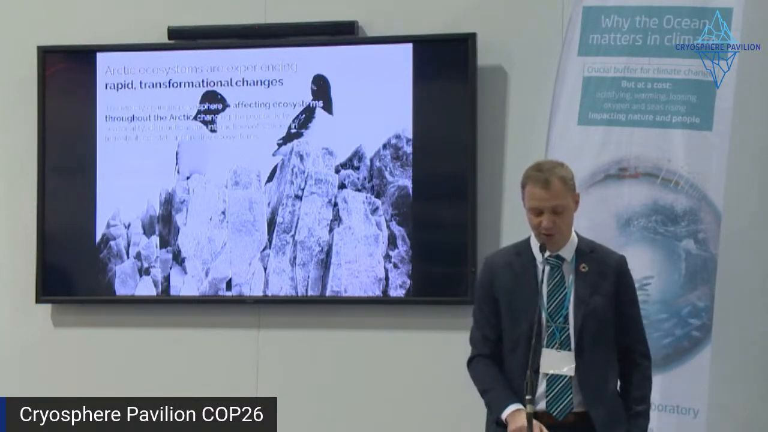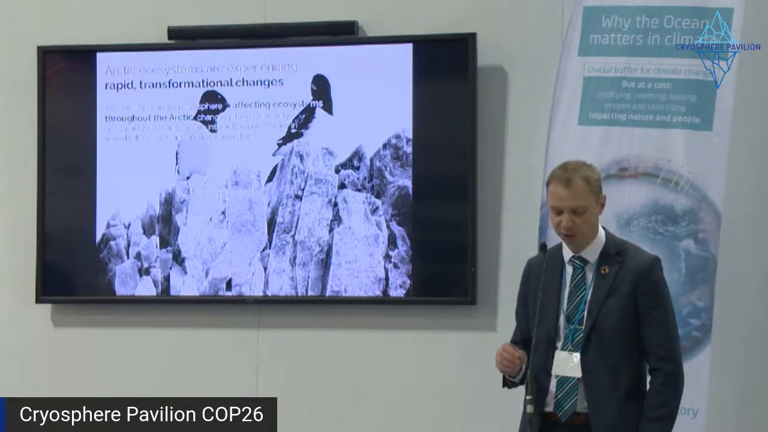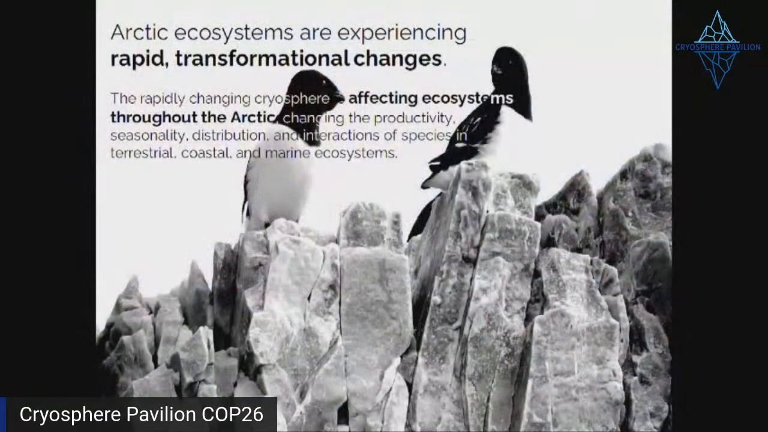So in total, the rapid change in the cryosphere affects ecosystems throughout the Arctic, changing the productivity, seasonality, distributions, and interactions between species in all parts of the Arctic ecosystems.